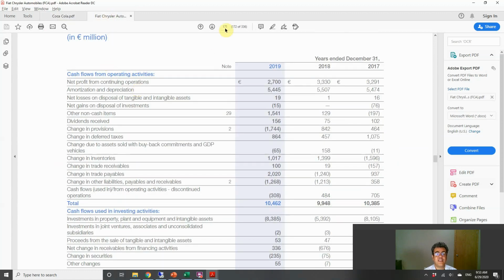So the FCA is on page 171. Here, net profit from continuing operations, the same, and our amortization and so on. So we have it here. And then our changes. These changes are changes in our working capital, our current assets or current liabilities. How does it work? For instance, changes in inventory.